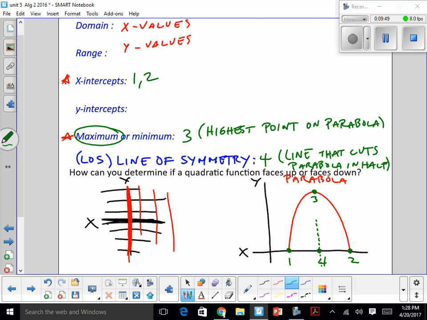Number 1 and 2, those are X-intercepts. How do we describe those? In this case, I see what you mean, but they won't describe them that way. Sure.